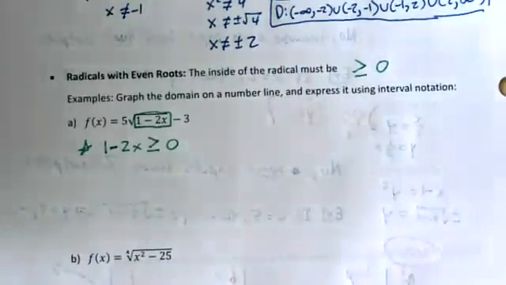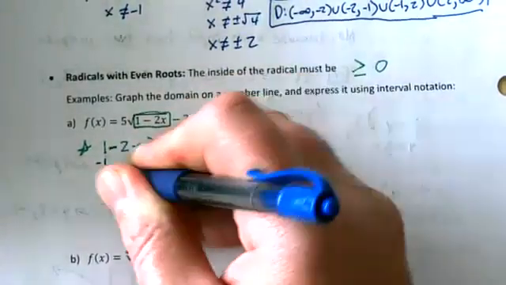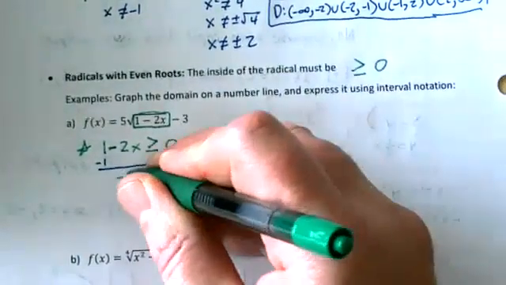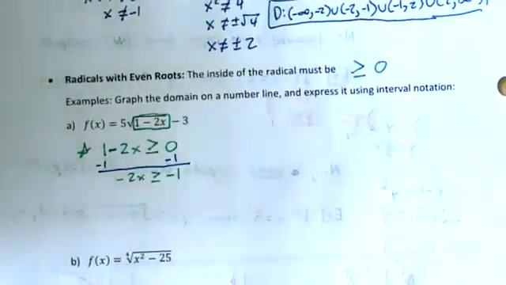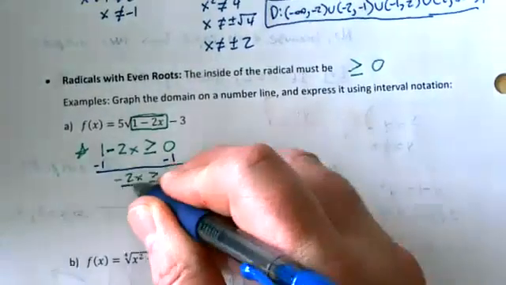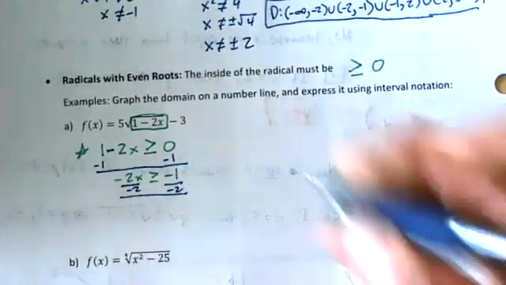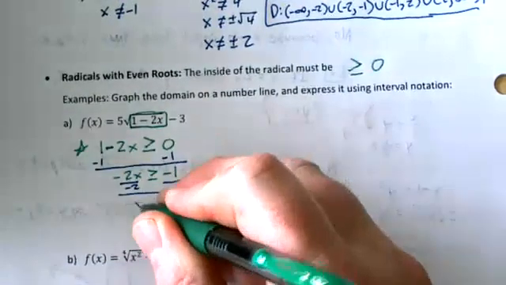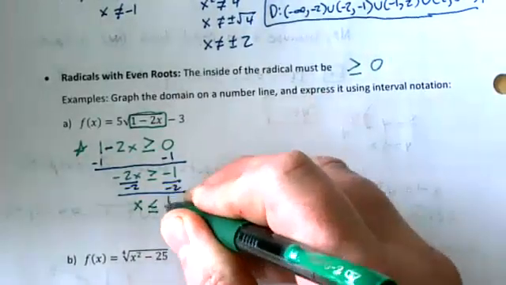I'm actually going to show my steps this time because I want to illustrate that as a reminder. Subtracting 1 on both sides gets me negative 2x greater than or equal to negative 1. And then to get x by itself, I would divide on both sides by a negative. Dividing on both sides by a negative, I must flip the sign so that greater than or equal to becomes less than or equal to. And that would be 1/2.